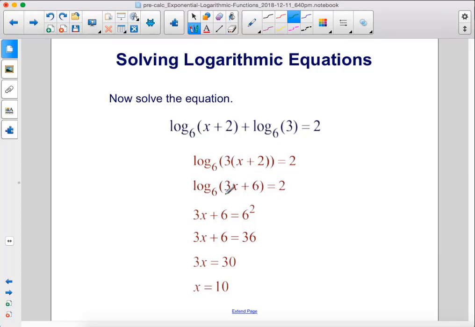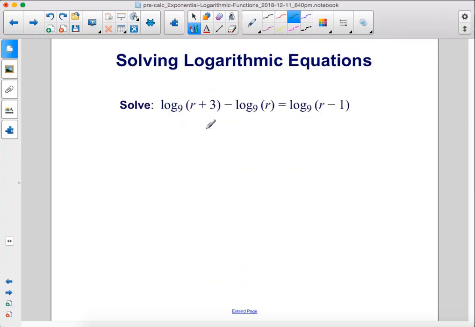Then we're going to raise both sides of this equation, raise 6 to those powers so that we can undo that log function. That gives us 3x plus 6 equals 6 squared. So 3x plus 6 equals 36, 3x equals 30, x equals 10.